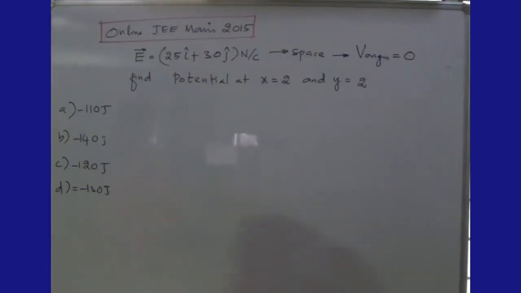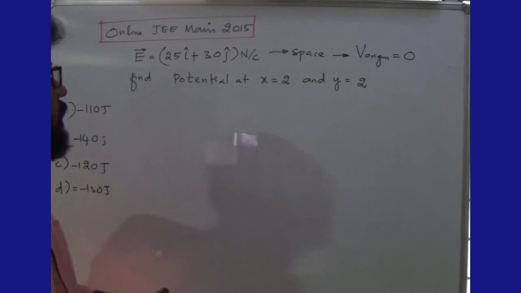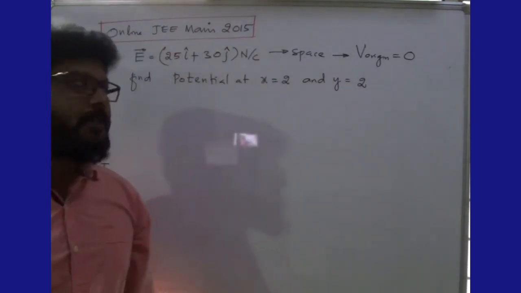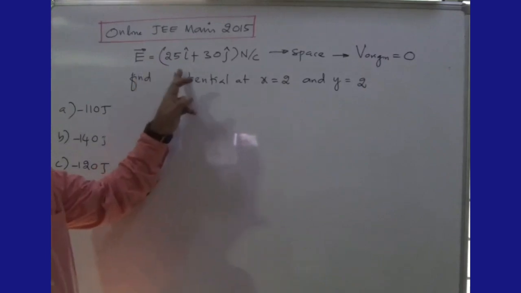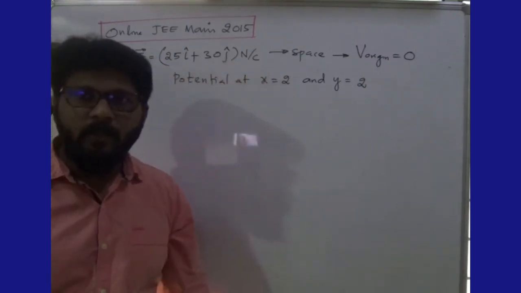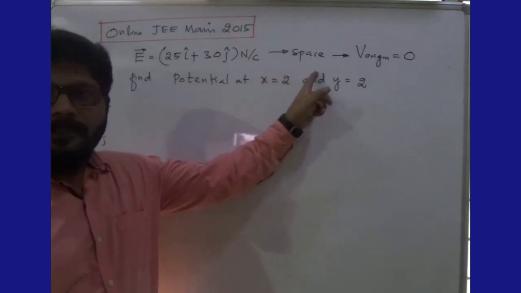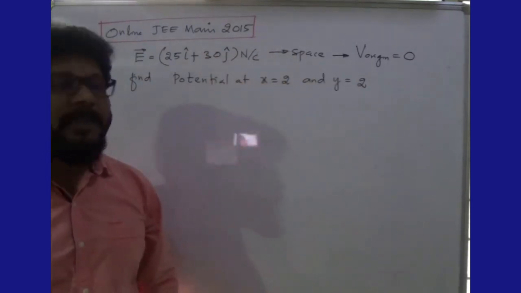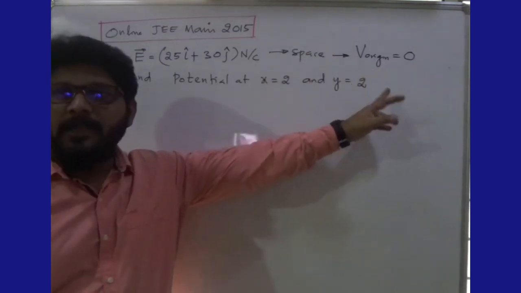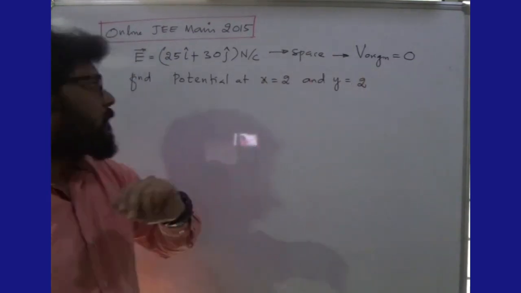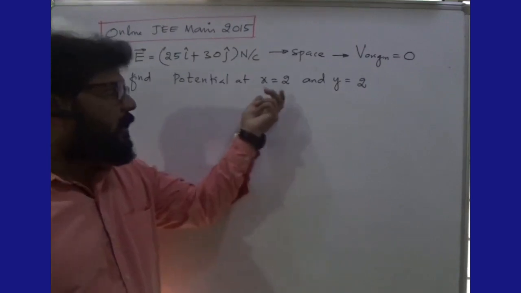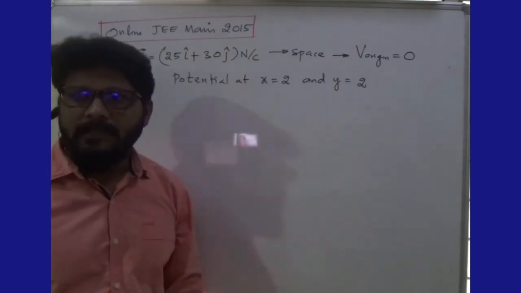Now let us see here. It is given in JEE Online Mains 2015 question. The electric field is given as 25 i cap plus 30 j cap newton per coulomb, and it exists in the region of space. If the potential at the origin is 0, then we want to find what is the potential at x equals y equals 2.